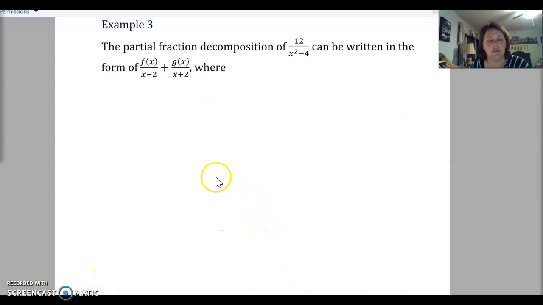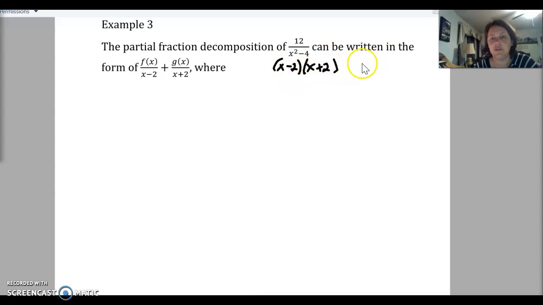All right, example number 3. The partial fraction decomposition of 12 over x squared minus 4 can be written in the form of f of x over x minus 2 and g of x over x plus 2. First thing that we want to do is decide what f of x and g of x are going to be. Now x squared minus 4 can factor nicely. So x minus 2, x plus 2. And we could have figured that out easily enough because of the format they told us to write it in.